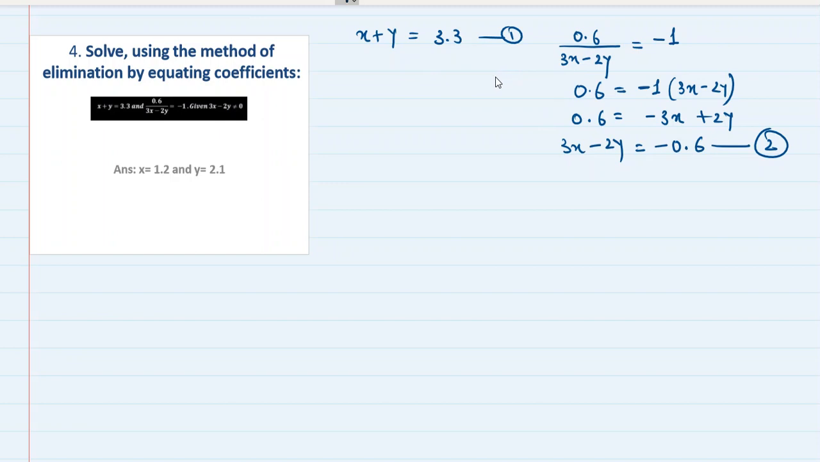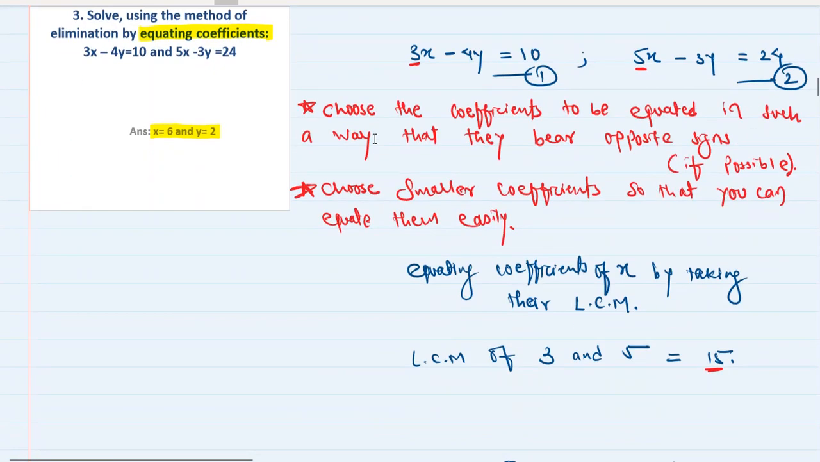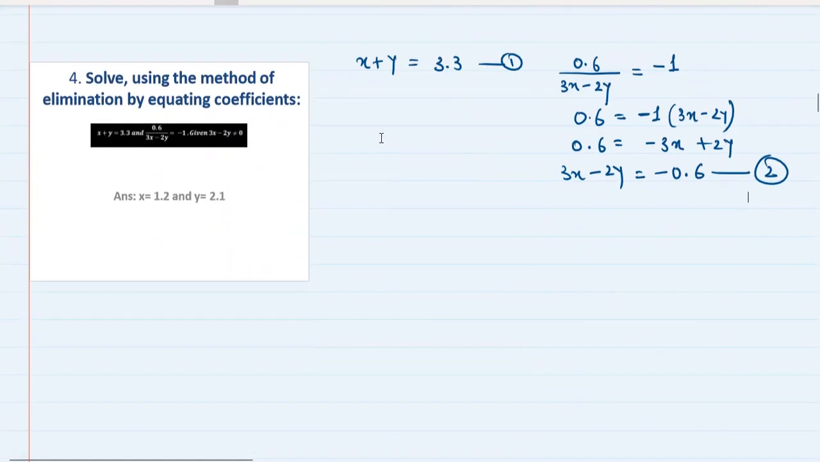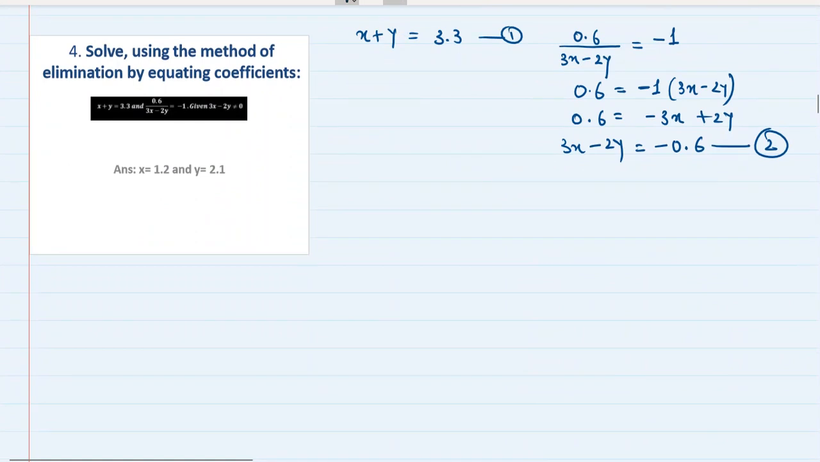Now, as I told you in the previous question, what should be the criteria for choosing coefficients? I have written over here, choose the coefficients to be equated in such a way that they both bear opposite signs to each other. Now the coefficient of x over here is 1 and the coefficient of x over here is 3. Both bear positive signs. Here the coefficient of y is plus 1. There is no number, that means there is 1. Here the coefficient of y is minus 2. So plus 1 and minus 2.